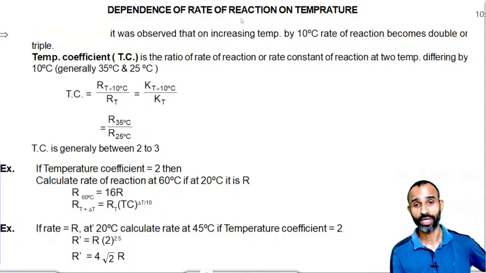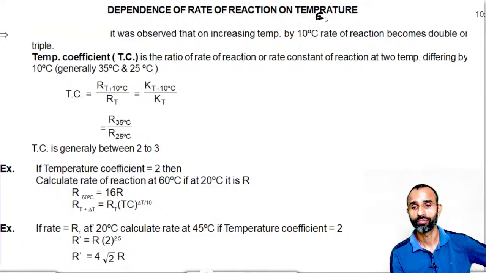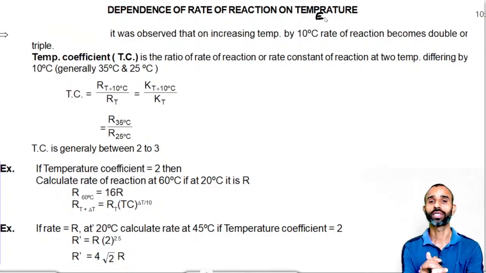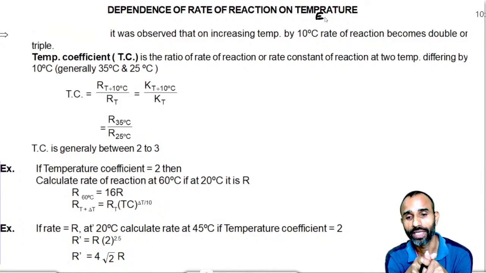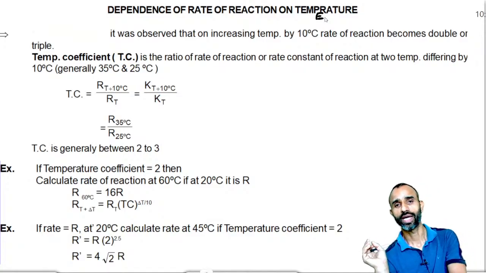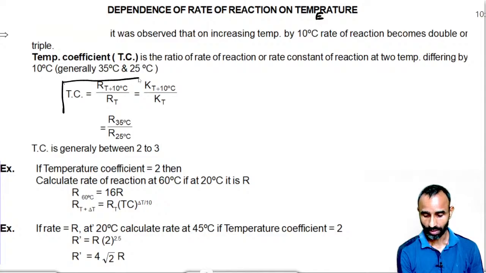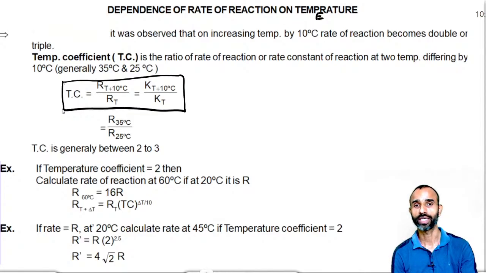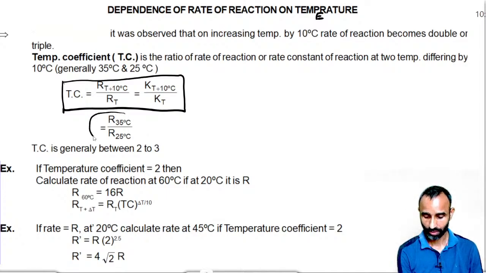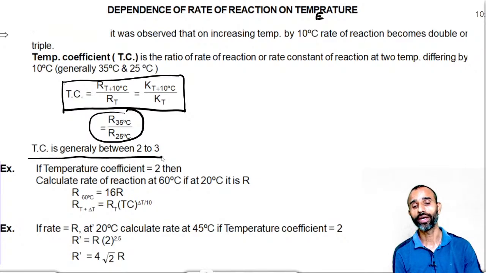Dependence of rate of reaction on temperature. You know, after increasing temperature by 10 degrees Celsius, the rate of reaction is almost doubled or sometimes tripled, and that is called temperature coefficient. That is the rate of the reaction or rate constant at temperature T plus 10 divided by the rate of reaction or rate constant at temperature T. That is called temperature coefficient, and is generally between 2 and 3.